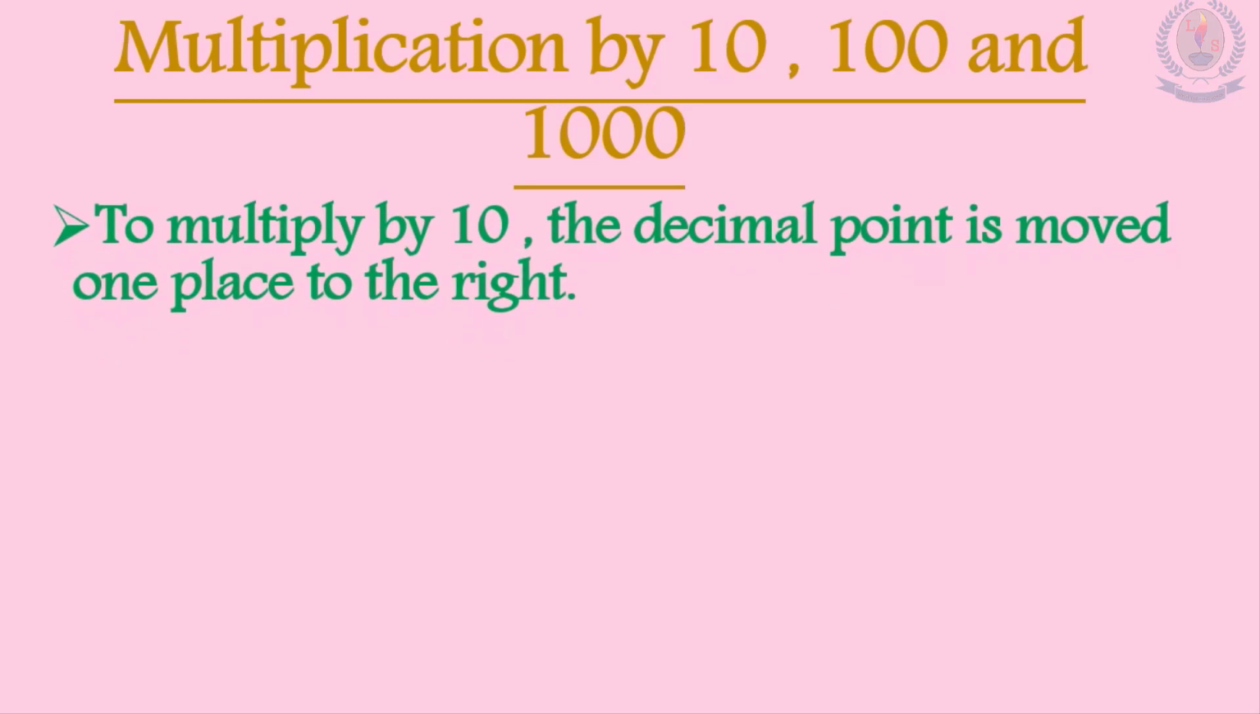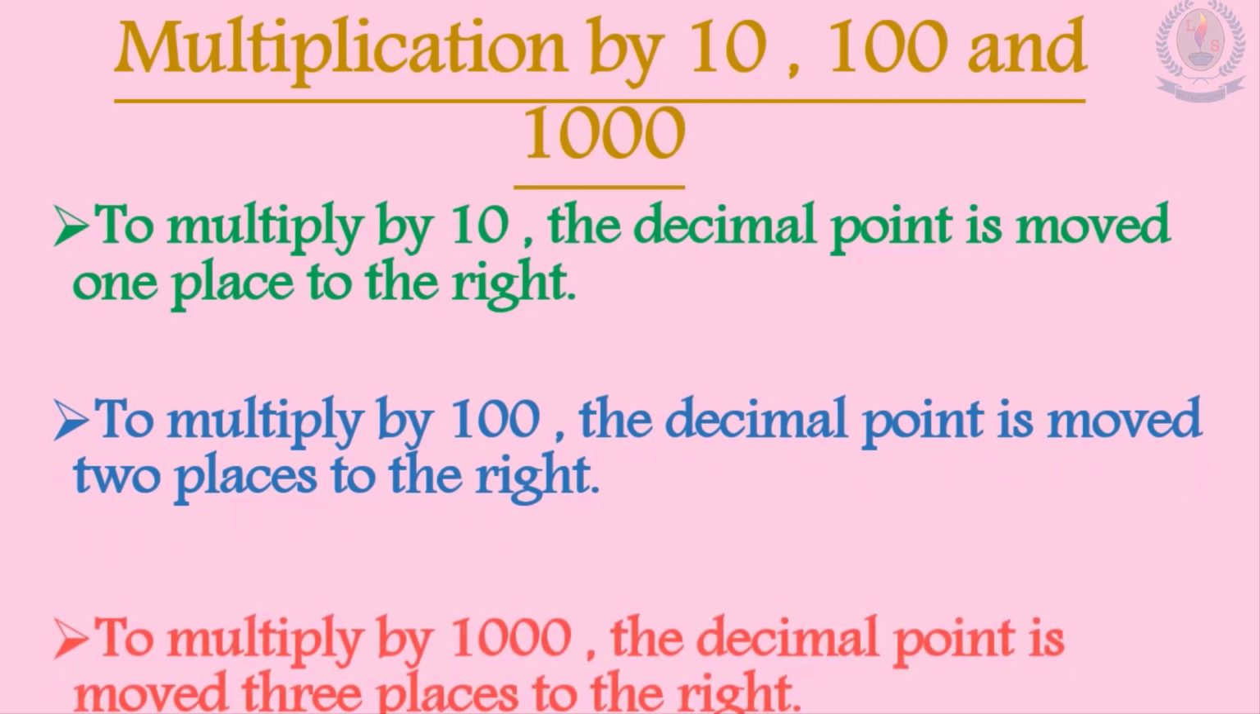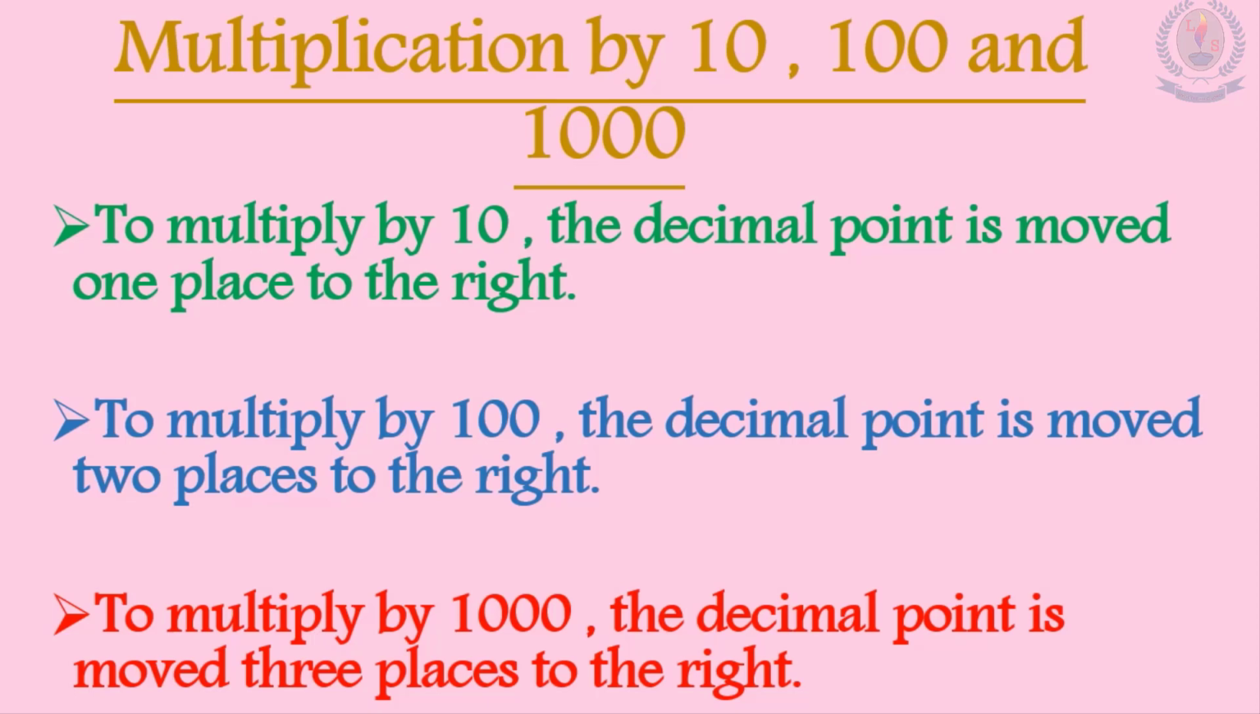Here in this subtopic there are some rules. First one is to multiply by 10, the decimal point is moved one place to the right. To multiply by 100, the decimal point is moved two decimal places to the right. To multiply by 1000, the decimal point is moved 3 places to the right hand side. That means I'll explain these things in the examples.